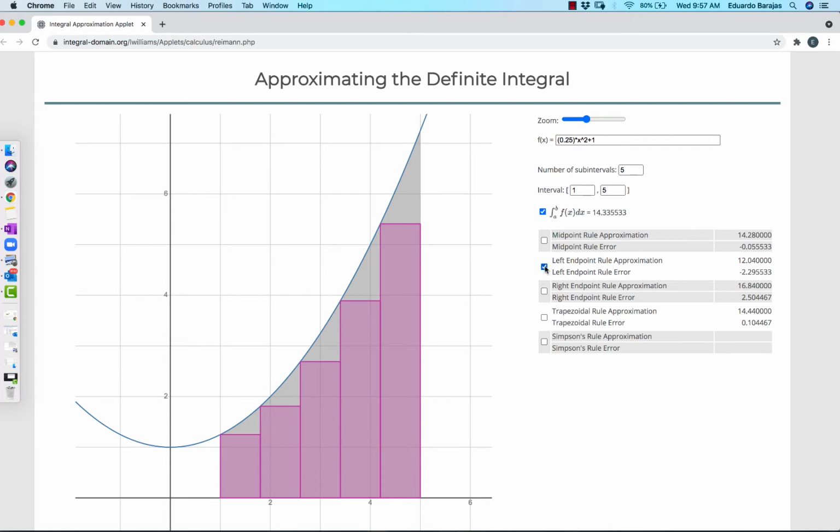On the other hand, if we use the right end rule, we create those. Now in this case, we are overestimating it.